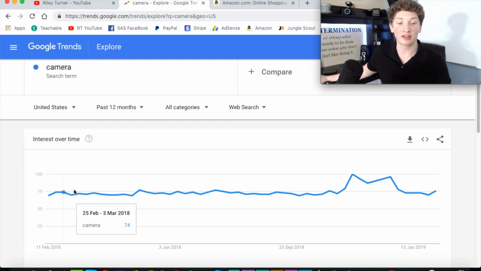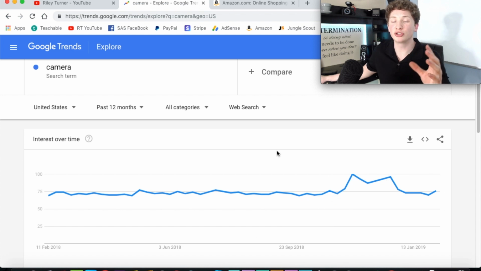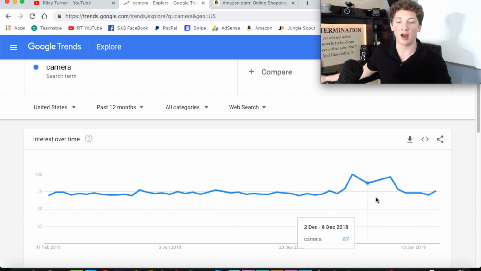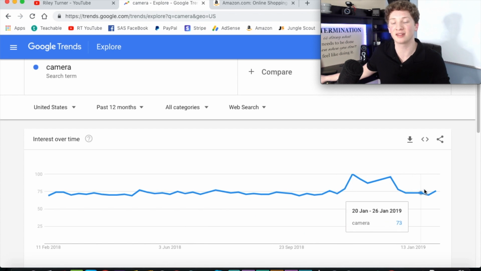Now, as you can see, this looks like a pretty straight line with a small increase here. And usually every steady product will have a slight increase throughout the holiday season, which would be right here, anywhere from November, December, and even January. And don't think that that means it is not a steady selling product. It definitely is. If it has a flat line like this with a slight increase, then I would still consider it a steady product.